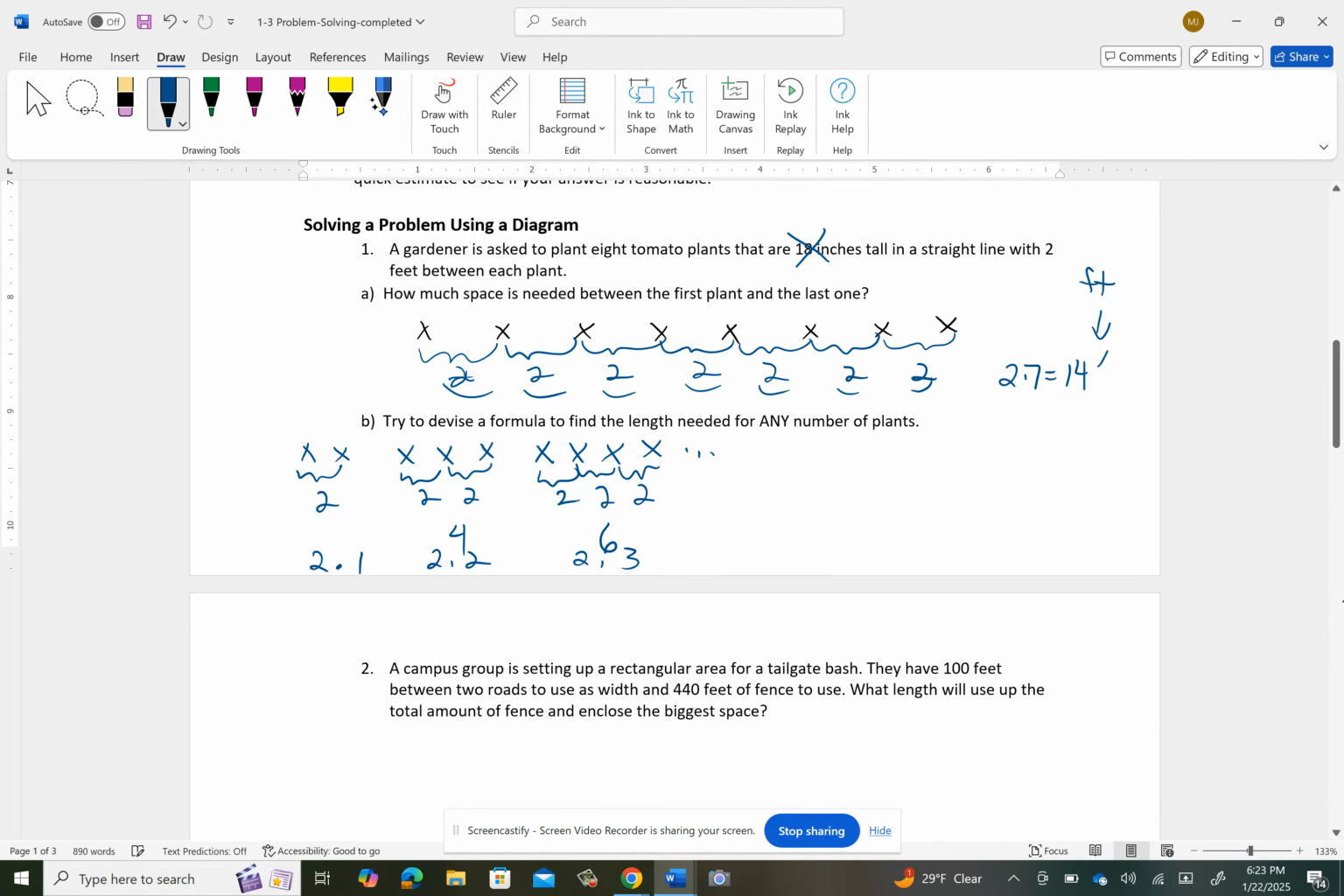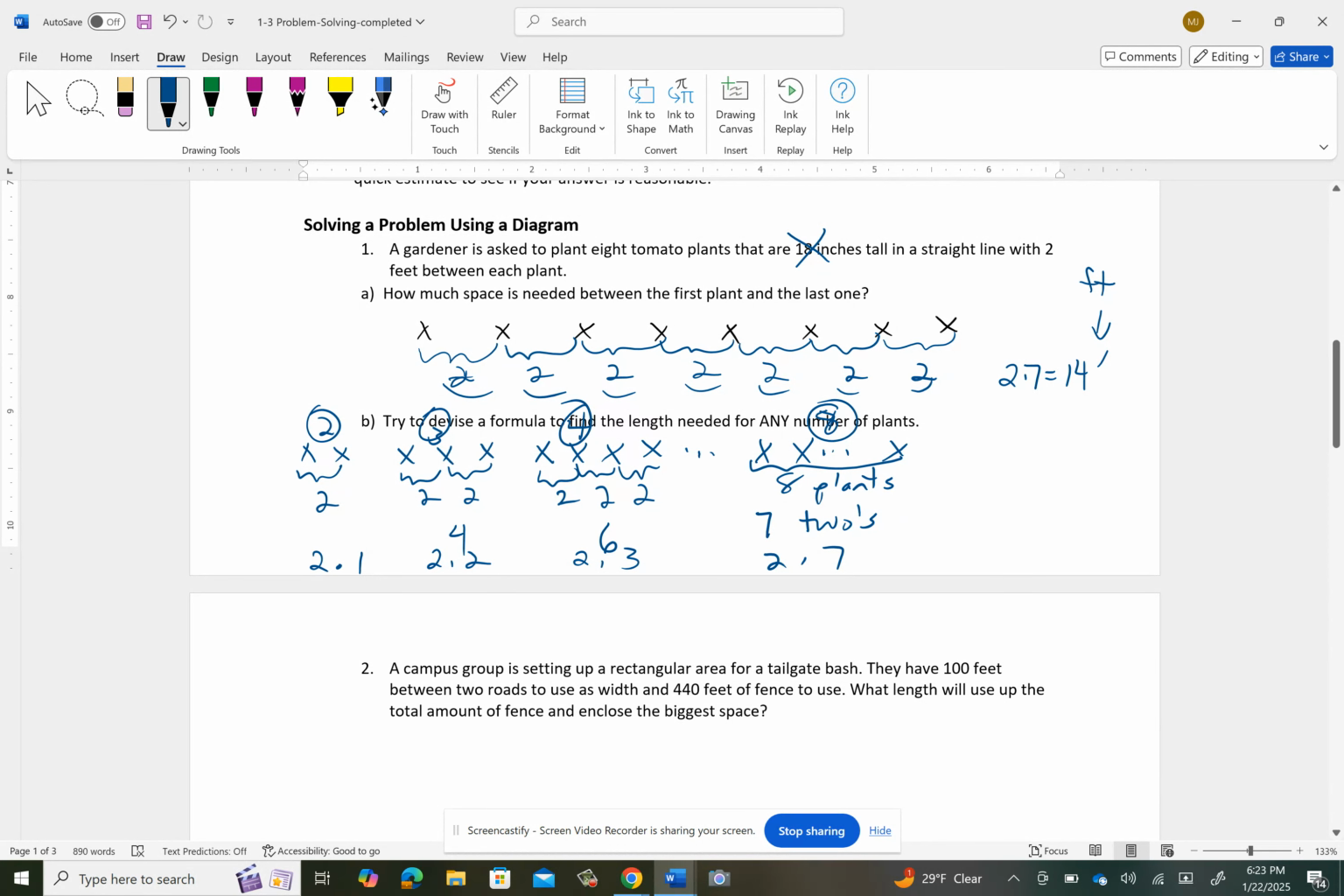And then we did it with 8 plants. There were 8 plants, but there were 7 2s. So we did 2 times 7. So when there was 8, we just had 7 2s. So 2 plants, 3 plants, 4 plants. Here's 8 plants.